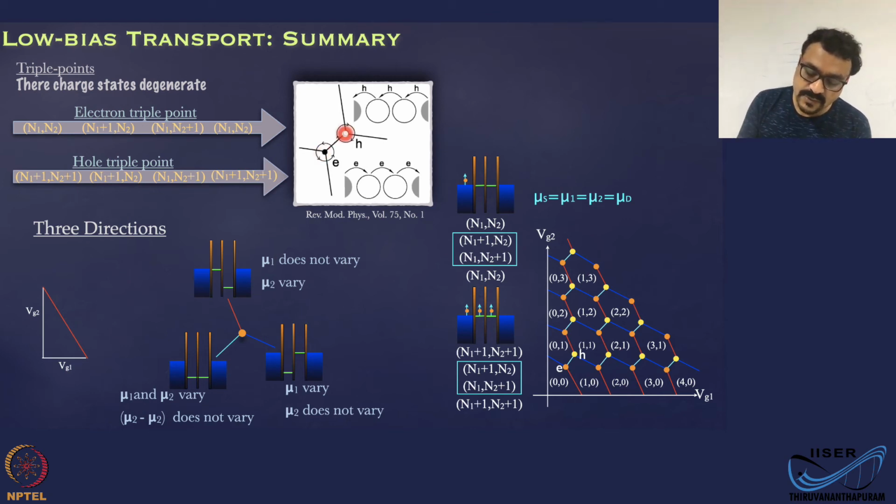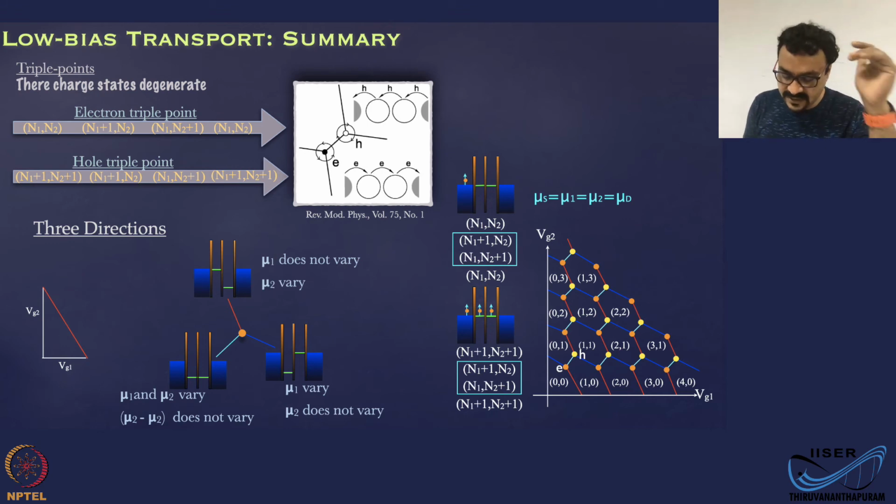First of all, at these two points, you need to have three charge states in equilibrium. That's why these are generally called triple points. They are charge triple points, so three charge states are degenerate. Secondly, the way the charges flow through the system: it looks like an electron going through the system in the forward direction for the lower triple point, whereas the hole goes in the reverse direction, from drain to source. That is in both cases.